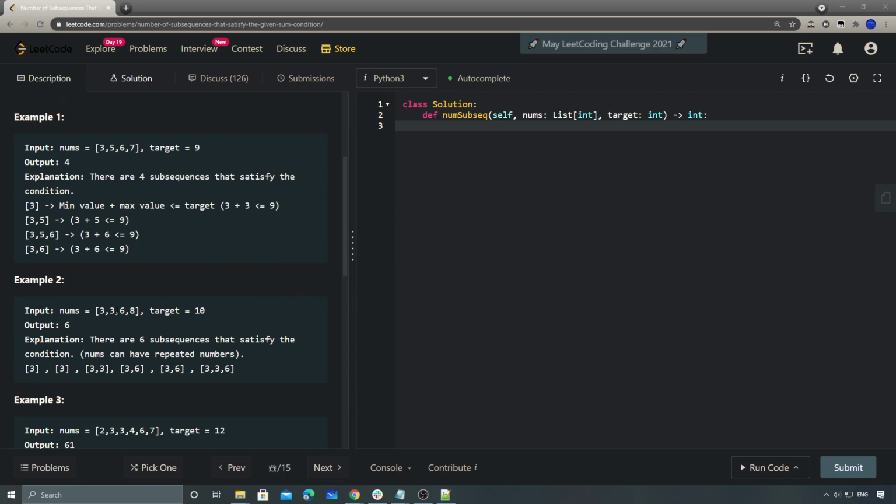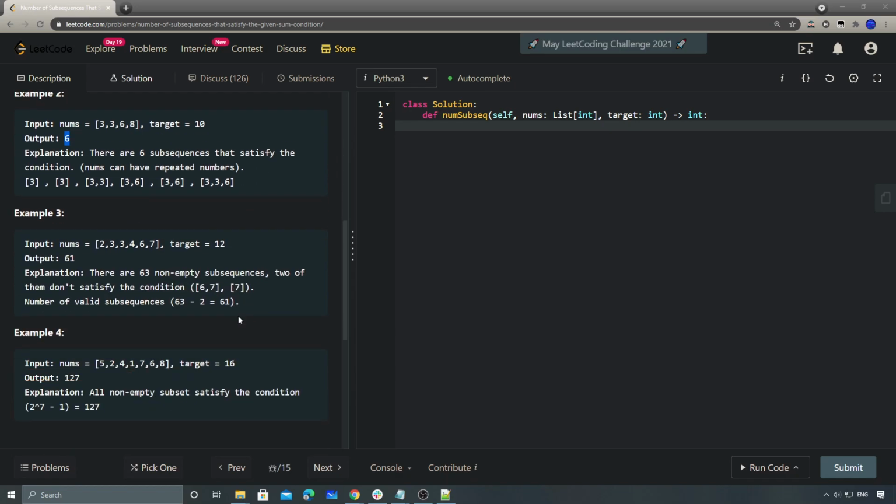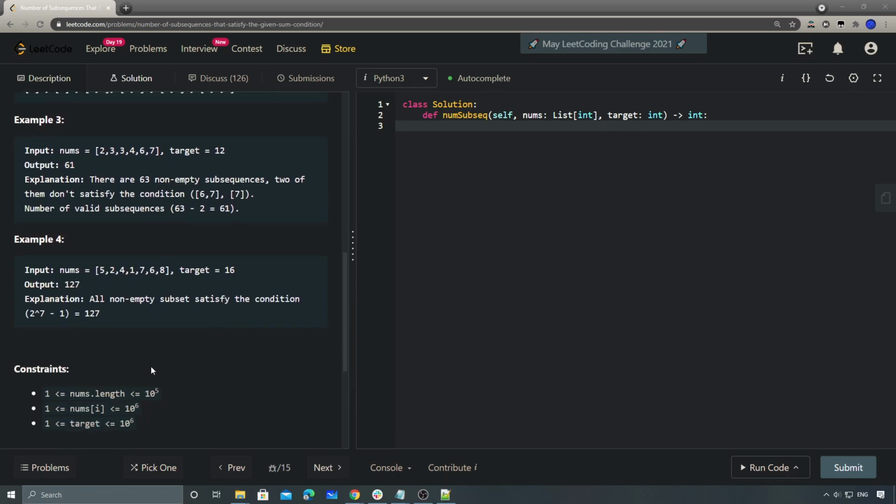And another example. For this one, the answer is 6 because, as you can see, we have 6 subsequences. Notice that the same numbers at different indices are treated as different subsequences. And here are some constraints, like 10 to the power of 5. Cool.